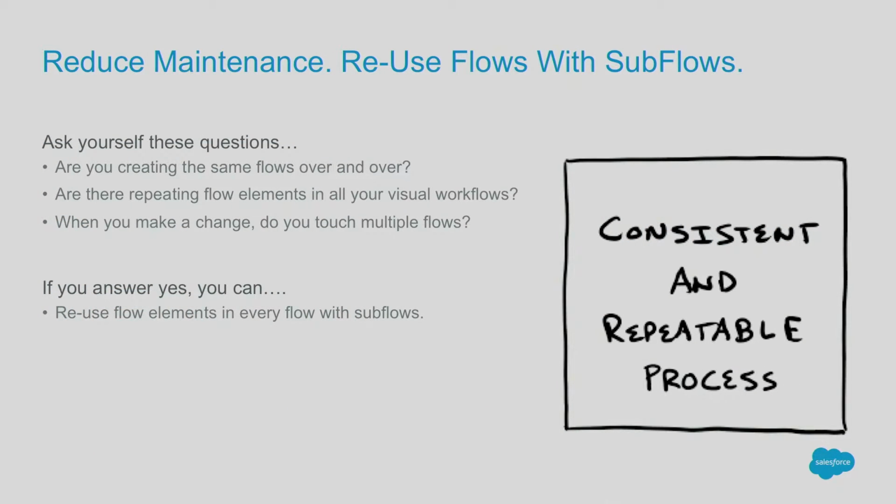But let's not stop there. Let's think of other ways that we could reduce the rework and maximize maintainability. So ask yourself these questions as you take a look at the flows in your org. Are you creating the same flows over and over again? Are there repeating elements in your flow, all or many? And when you make a change, are you touching multiple flows? Because those are candidates for bringing in subflows into your flows.